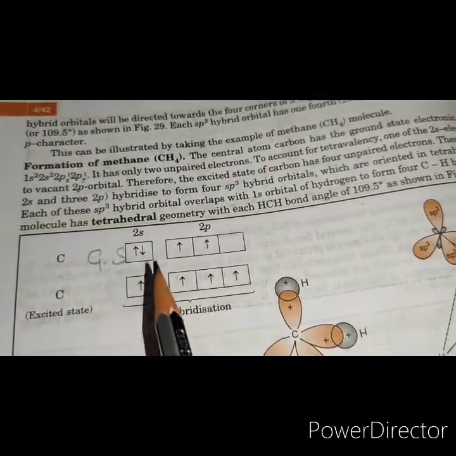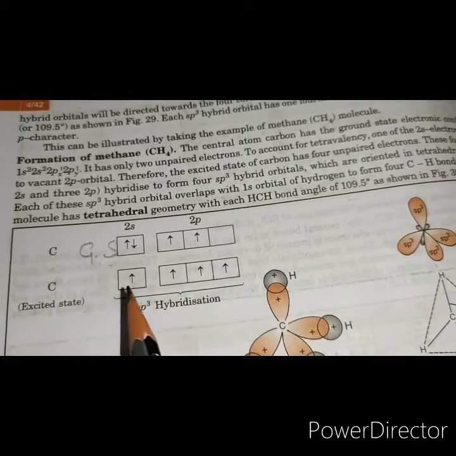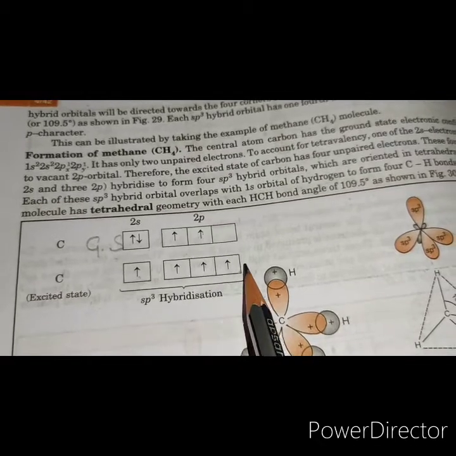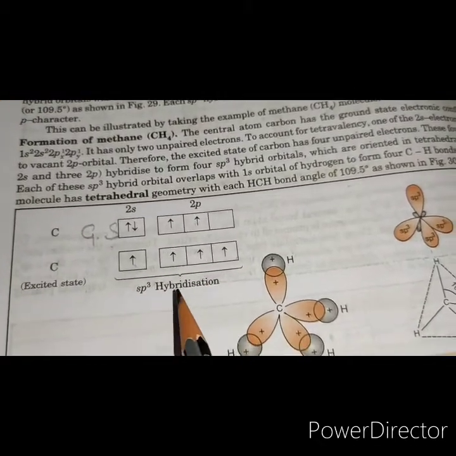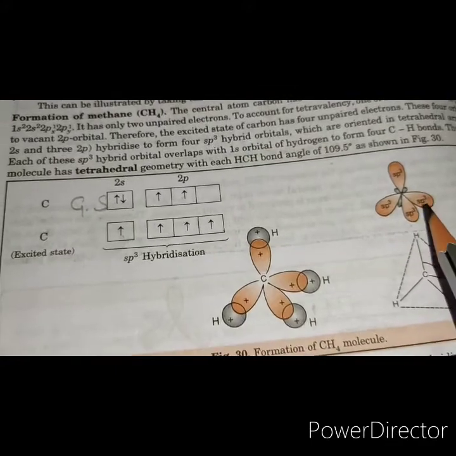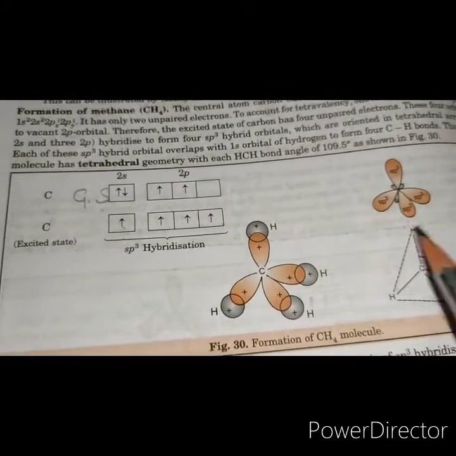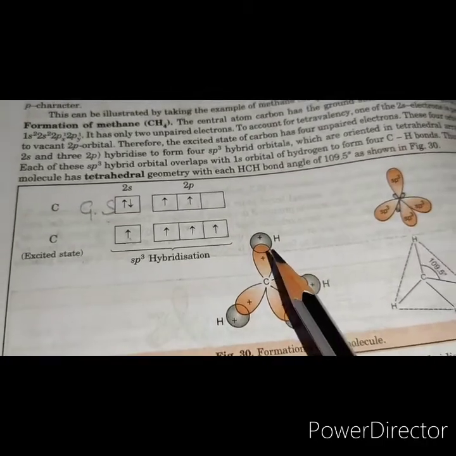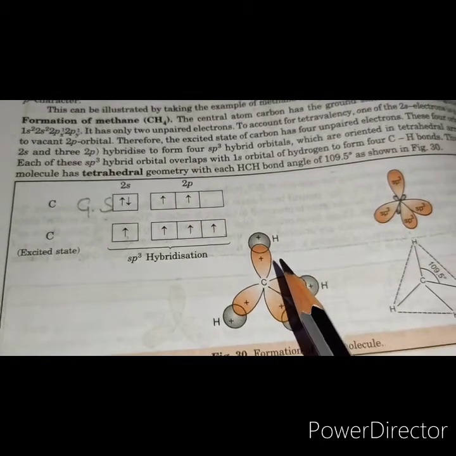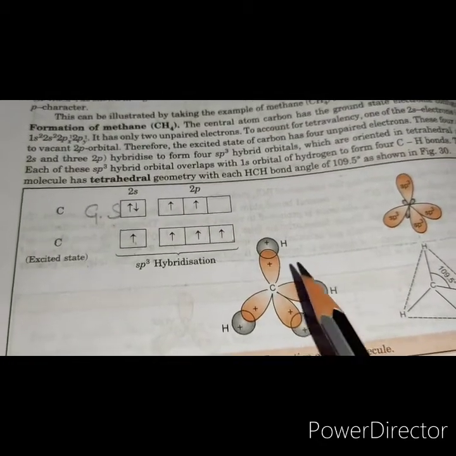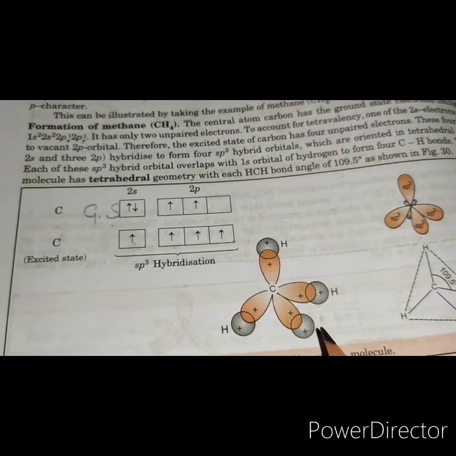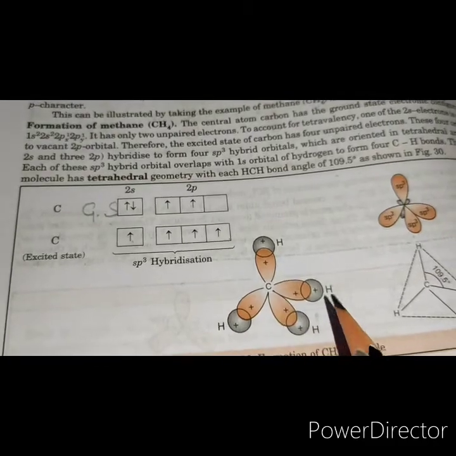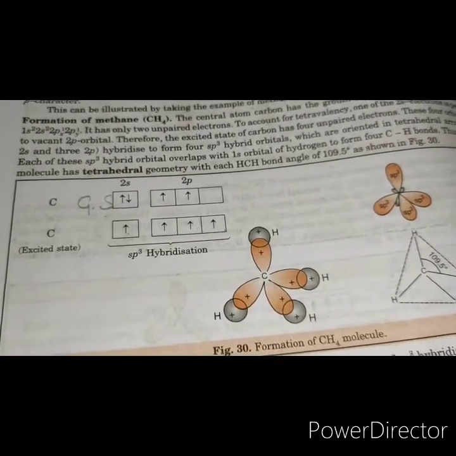This is the ground state, and to account for the tetravalency of carbon, one of the electrons shifts from 2s to 2p. Now these four orbitals undergo mixing to form four new sp3 hybrid orbitals, right? So four sp3 hybrid orbitals are formed. These orbitals overlap with the 1s orbital of hydrogen to form four carbon-hydrogen bonds, and this molecule thus has tetrahedral geometry with each carbon-hydrogen bond angle of 109.5 degrees.